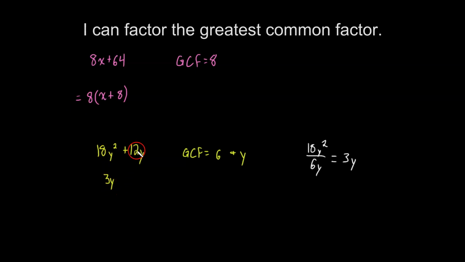Similarly, if we were to factor out a 6y from 12y, we'd be left with just 2. So we get 3y plus 2 on the inside of the parentheses. And on the outside of the parentheses, we would have our 6y. So this expression is factored completely down here. This is the version of the expression after it has been factored completely.